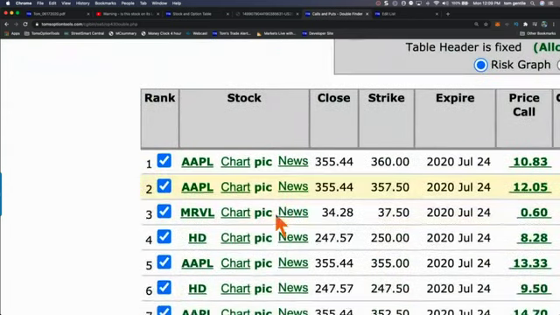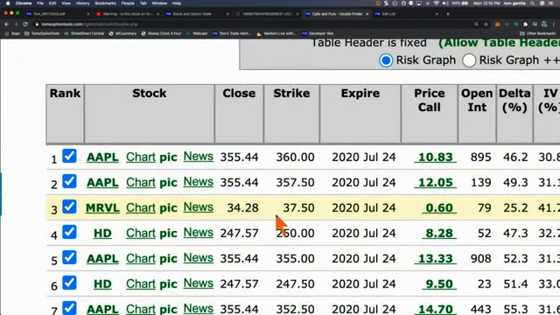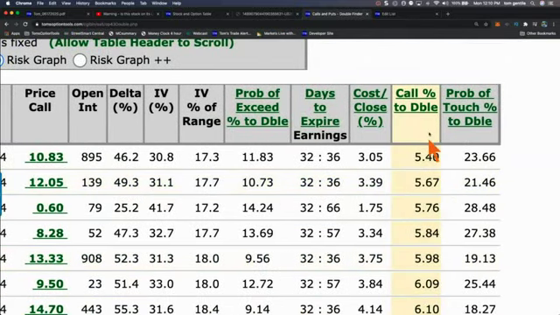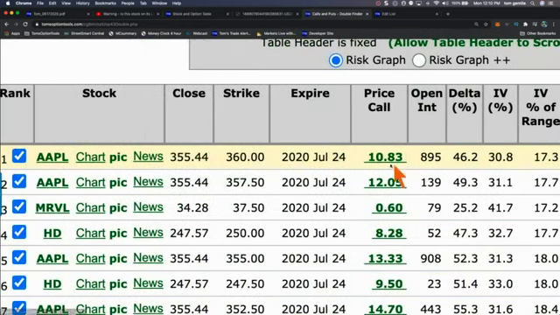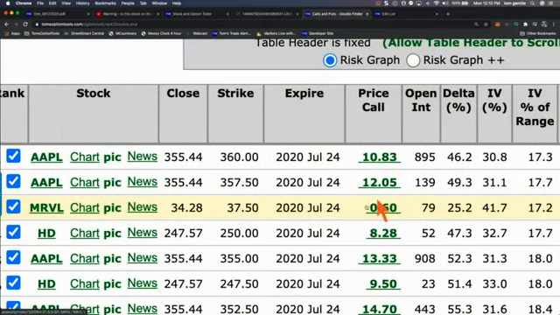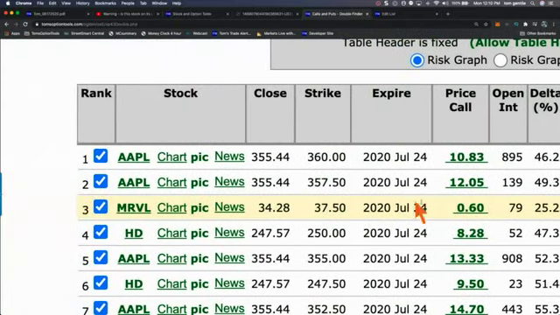Apple again. What I can tell you guys is that based on everything I'm seeing, Apple, Marvel, Home Depot, Apple, Home Depot, this is ranking by the lowest move in the stock over here, this column here. The lowest move in the stock needed to get a theoretical double on this option trade. So take a look at Marvel, a 60-cent option, right? This is the July 24th options. 60 cents they're trading for right now. All we need is a 5.76% move in Marvel, and we get a potential double on this little option trade right here.